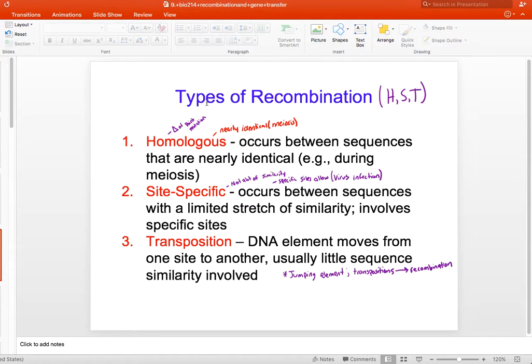There's three types of recombination: homologous, site-specific, and transposition. Homologous is between nearly identical strands, and you have site-specific, which means you don't need a lot of similarity, and the specific sites allow for integration of a virus infection. Transposition is basically a jumping element. It's when a DNA element moves from one site to another. You hardly ever need any sequence similarity, but for homologous you do need a lot of similarity.